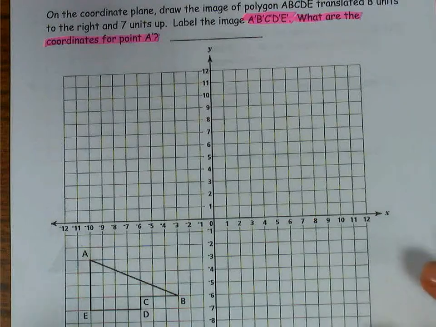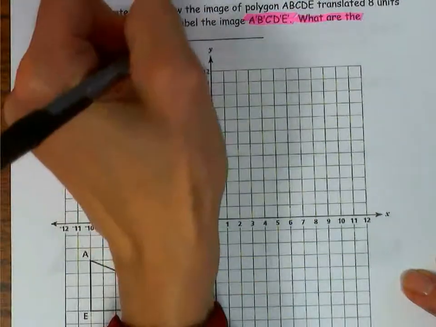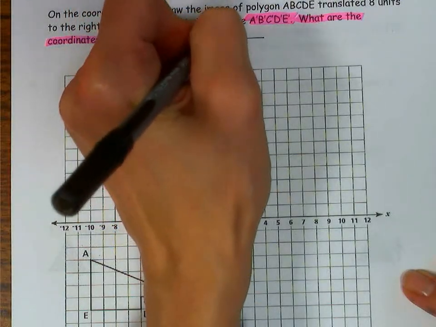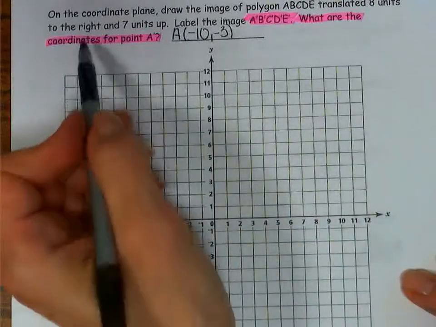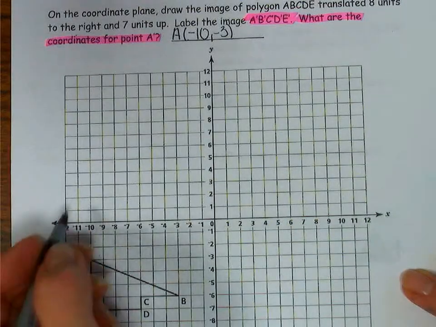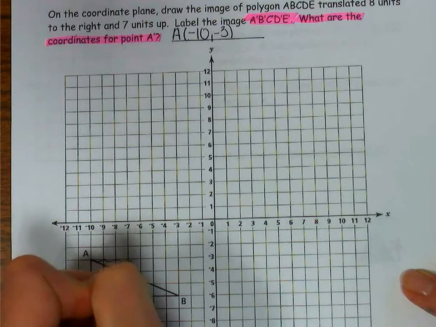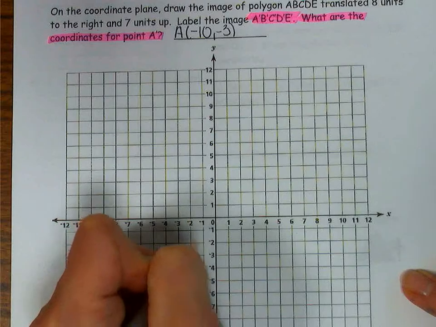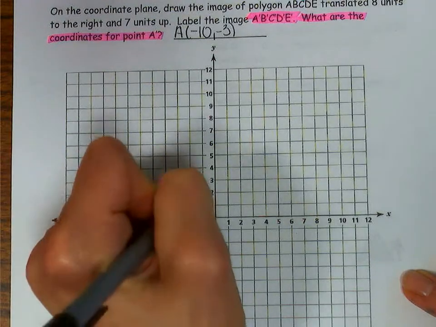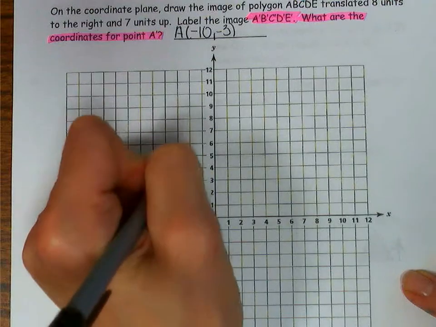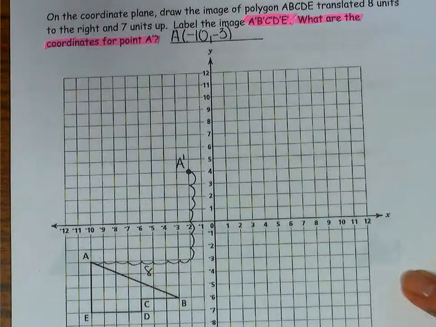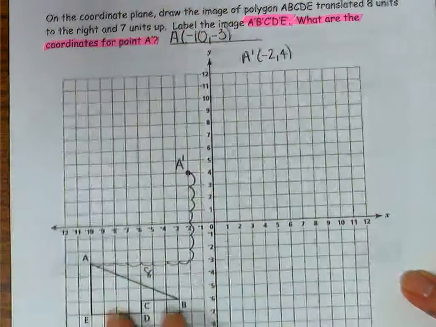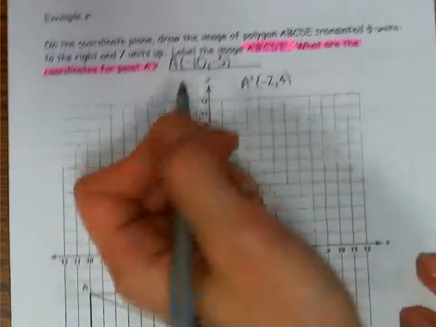So let's find the coordinates of A. A is negative 10, negative 3. And I'm moving it 8 units to the right and 7 units up. So let's do that. 1, 2, 3, 4, 5, 6, 7, 8. So this is my 8. And then 7 units up: 1, 2, 3, 4, 5, 6, 7. And this is where my A prime ends up: negative 2, positive 4.